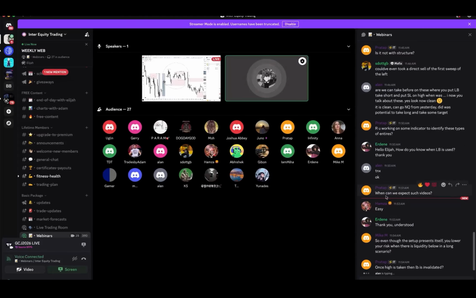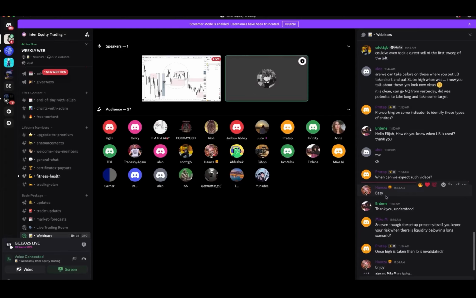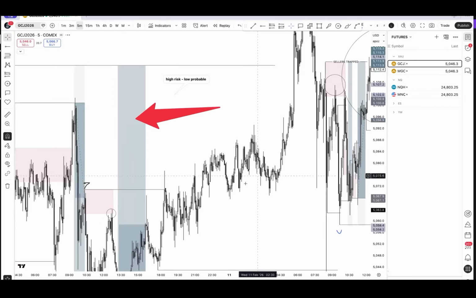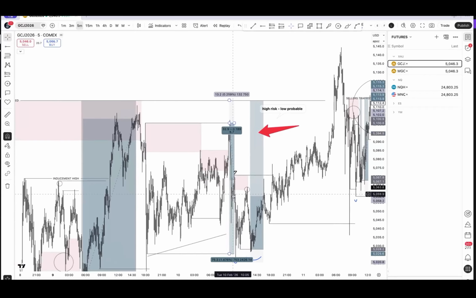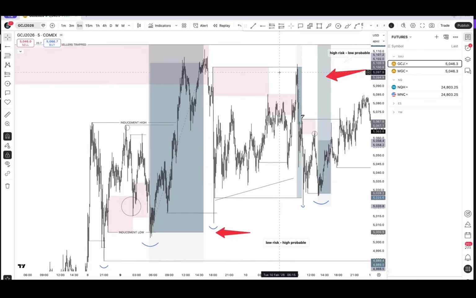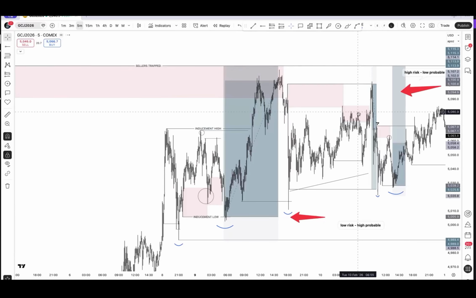So even though the setup presents itself, you lower your risk when there is liquidity below in a long scenario. In that scenario on gold, yes. If I see that there's liquidity on both sides, essentially, because in that scenario, liquidity was on both sides. So over here, right? Let's lock this down so I don't delete anything. Over here, we can say there's liquidity on both sides.